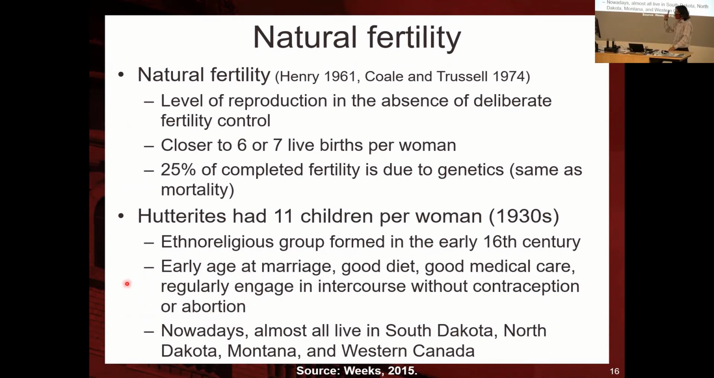Early age at marriage, a good diet, good medical care. Good diet and good medical care mean they tend to be healthy and regularly engage in intercourse without contraception or abortion. Nowadays, almost all of them live in South Dakota, North Dakota, Montana, and Western Canada. You can even Google them. You can see more information about them in pictures and so on. But their rates from the 30s are taken as this measurement, this standard for us to understand natural fertility.